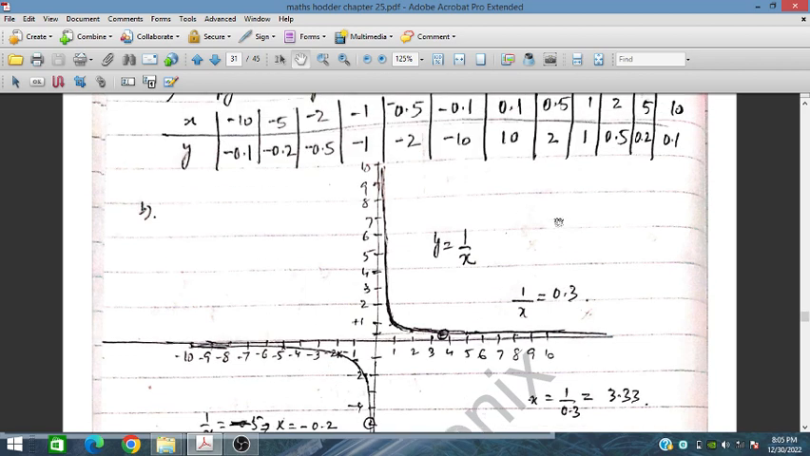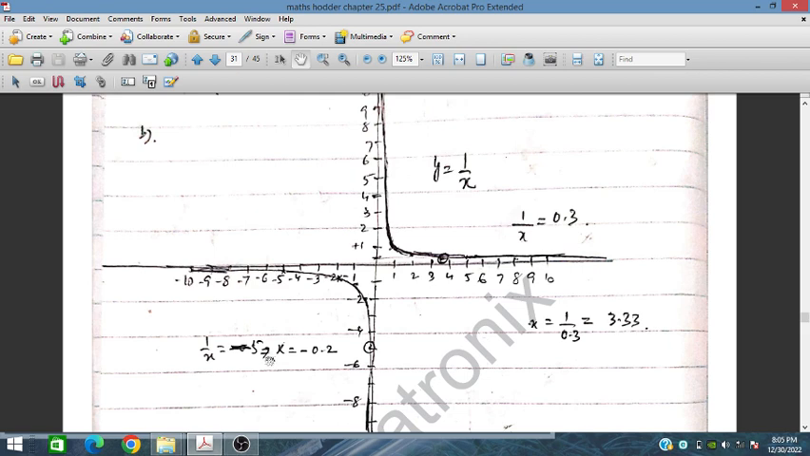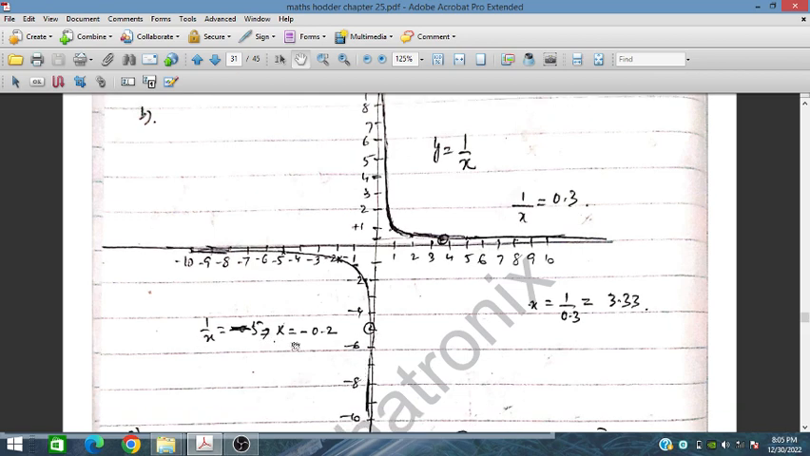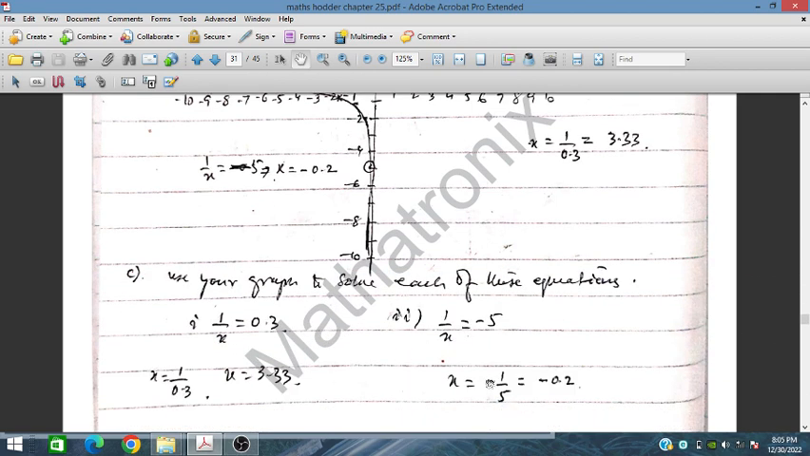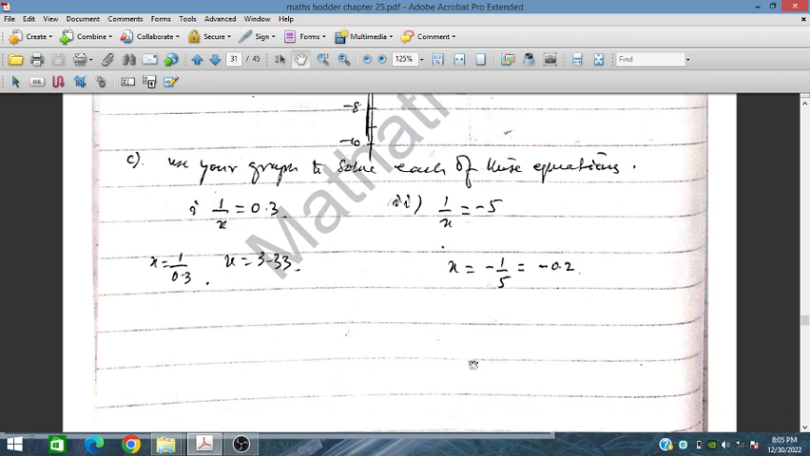So correspondingly, for 1 over x is equal to 0.3, we have x is equal to 3.33, and for 1 over x is equal to minus 5, we have x is equal to minus 0.2. So x is minus 5 here, and the corresponding value of y is minus 0.2. So this value is obtained.